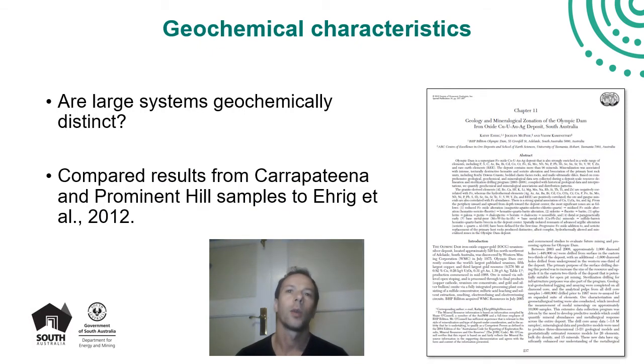So the other question that we asked ourselves from the outset was whether large deposits are geochemically distinct from the smaller sub-economic occurrences that make up the bulk of the dataset. But in the dataset that we've analysed, we have some samples from Carrapateena deposit and Prominent Hill deposit, both hematite-dominated systems. So this analysis was for hematite-dominated systems. And we also incorporated extensive major and trace element data from Olympic Dam based on published data from Ehrig 2012.